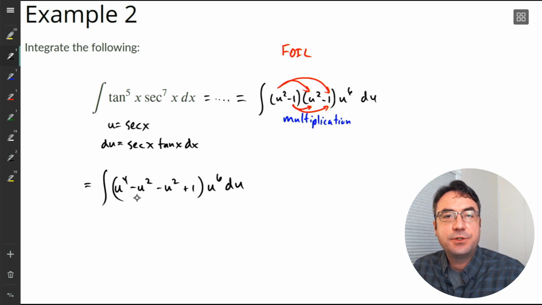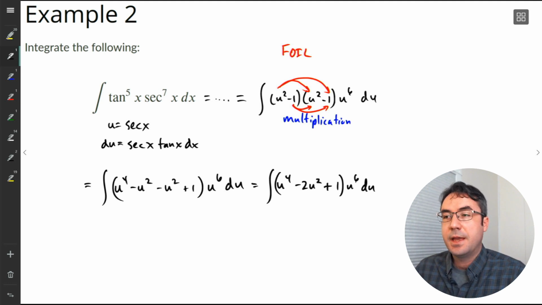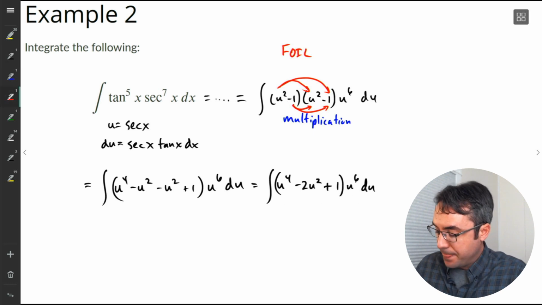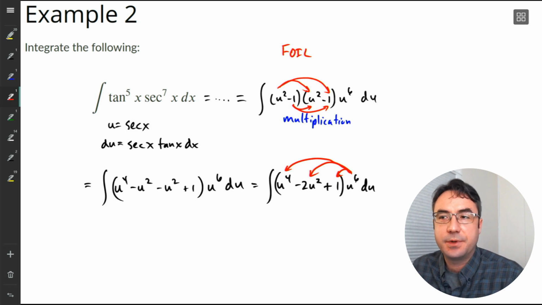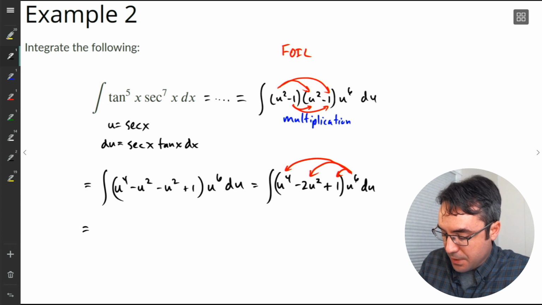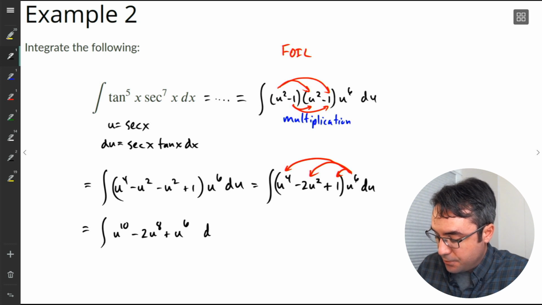Consolidate as much as you can, so we have two negative u squareds, so we can do a little bit of simplifying there. And then finally, we still have some multiplication, so we can't integrate just yet. We're going to take this u to the 6 and distribute that. There are 3 terms inside the parentheses, so we distribute it to all 3 terms. When we do that, we end up with the integral of u to the power 10 minus 2u to the power 8 plus u to the power 6 du.